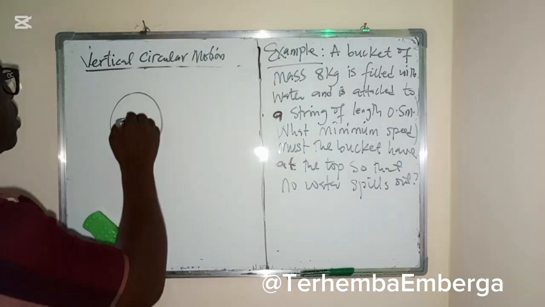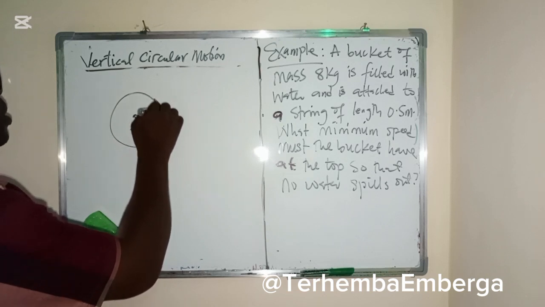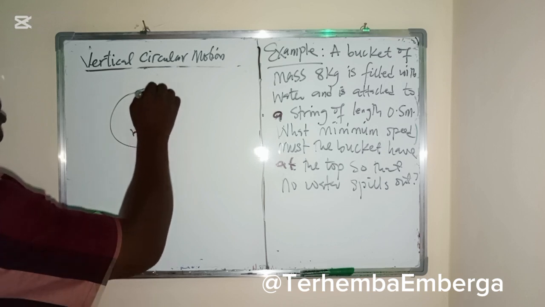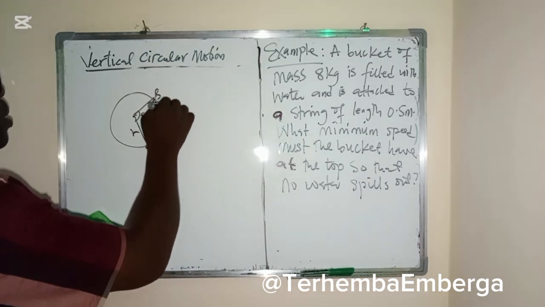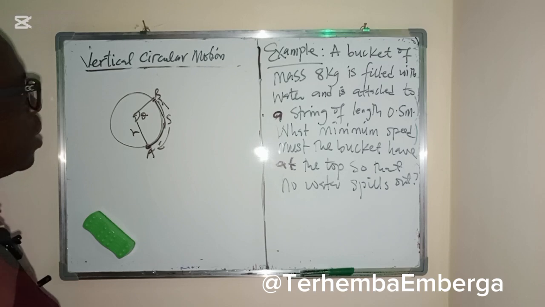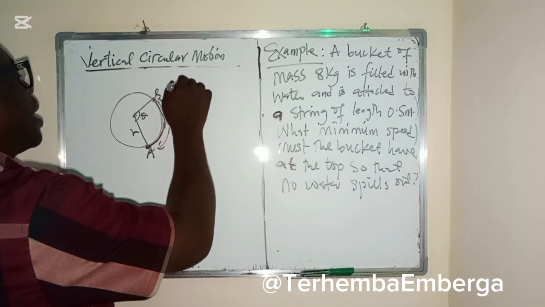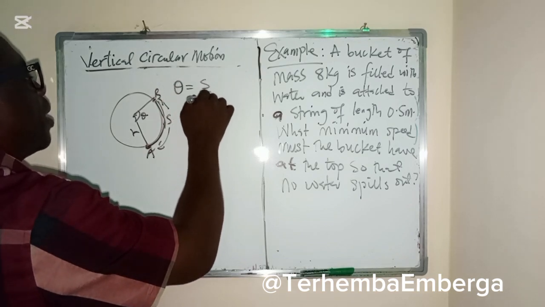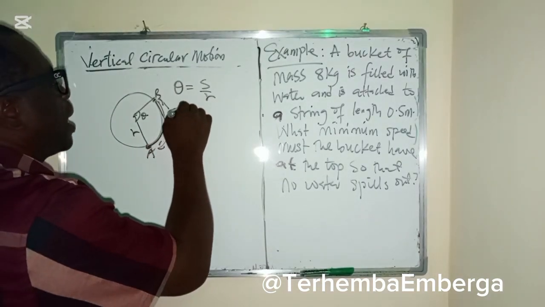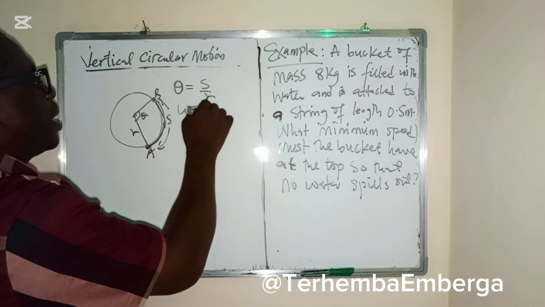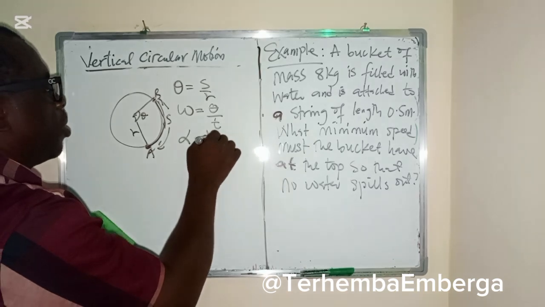Assuming this is the point, this is the radius, and these objects move from this point to this point. Maybe this point A, point B, it makes an angle theta, and this is the distance on the circular path. We're able to define angular displacement as S over R, angular velocity as theta over t, and angular acceleration as omega over t.